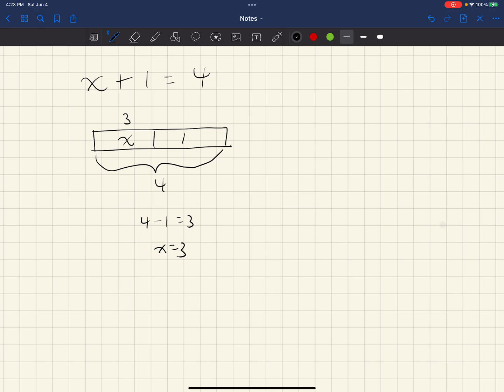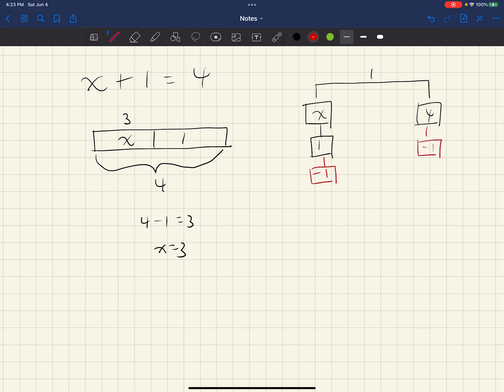Or let's go ahead and do the scale here. So let's just say on the left side of the scale, remember we have to keep this balanced. We're going to have x on the left side and the 1 on the left side as well. And on the right side, I have 4. So remember, whatever I do to one side, I also have to do to the other side. So there are several ways I can get rid of this 1. What I'm going to do is add a -1 block. I'm going to add a -1 block here too.